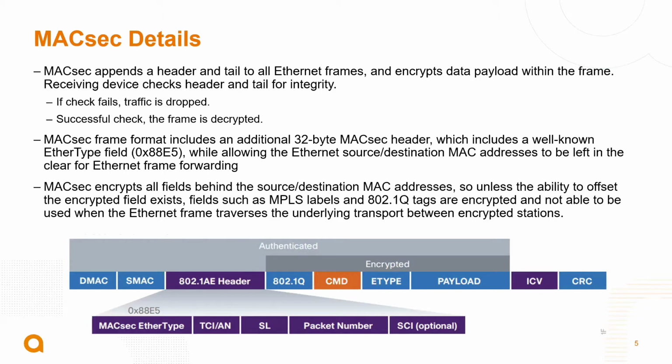Now, MACsec actually encrypts all of the fields behind the source and destination MAC address, unless you configure an offset. So there are confidentiality offsets that allow us to set the point at which encryption starts, off by a few bits, to be able to expose certain tags in the frame.